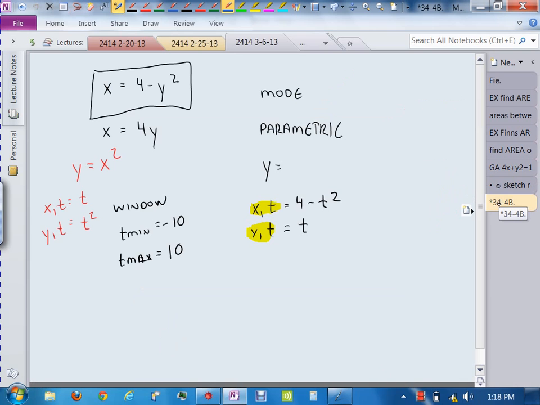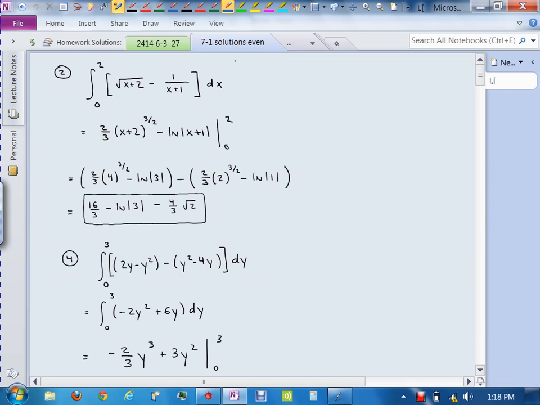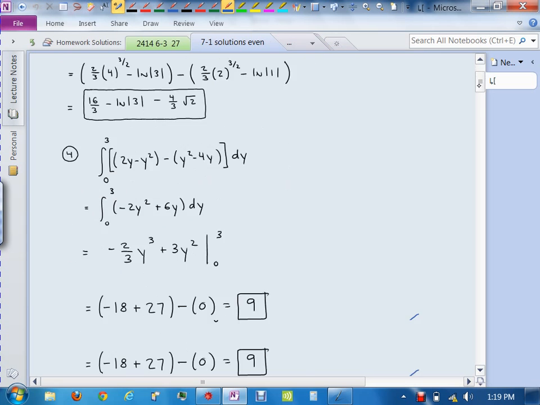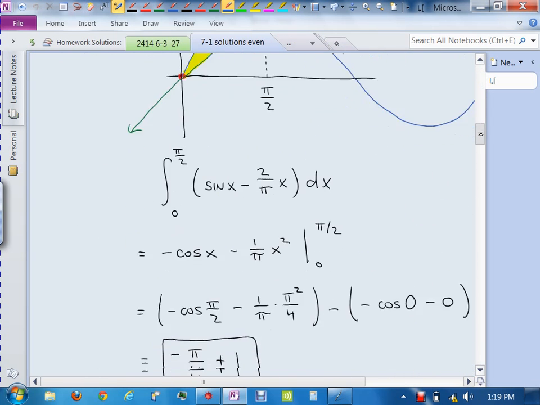Now, I finished up the solutions for all the even problems for 7-1, and then I just did the odd ones also. And I'm going to put those out on the web for you. All right. I'll show you, though, here. Where do we have here? Review solutions, homework solutions, 7-1 even. Here are the 7-1 even problems. So I just wanted to walk through a couple of these.